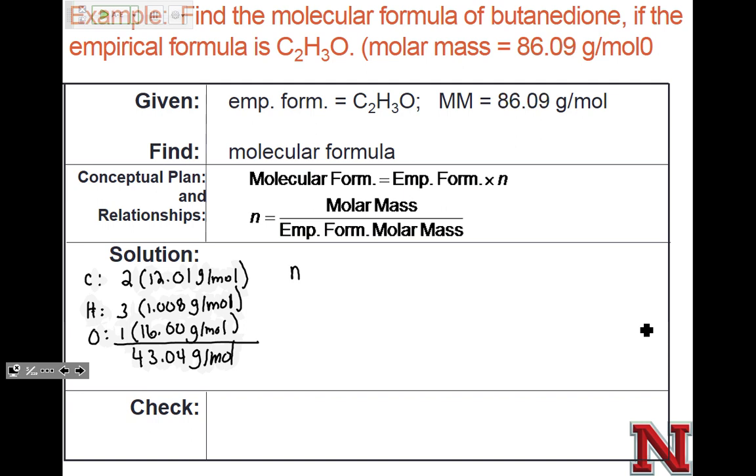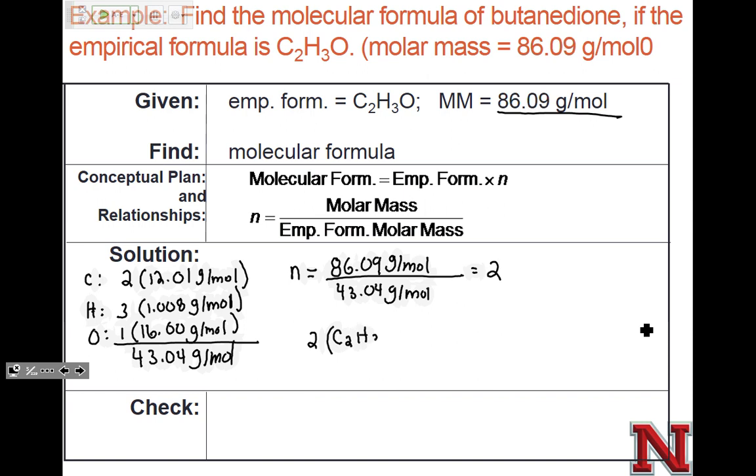So our multiplier number is just going to be the molar mass of our molecule divided by the mass of our empirical formula, which we just calculated. Of course, that comes out to 2. It's pretty easy to see, but sometimes it's not as clear. So that's our multiplier. To get our molecular formula, we just have to multiply our empirical formula by that number.